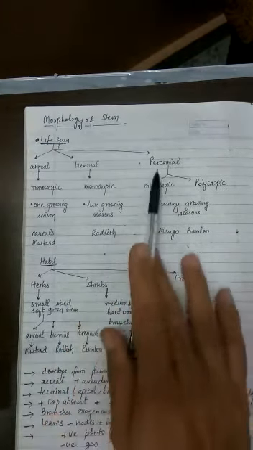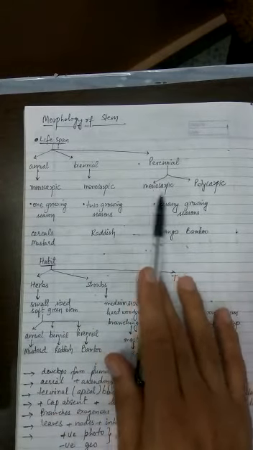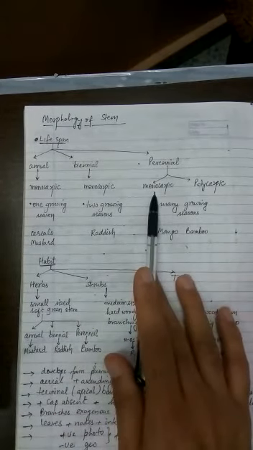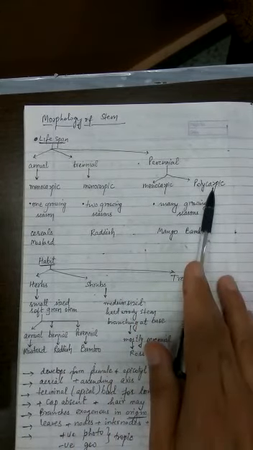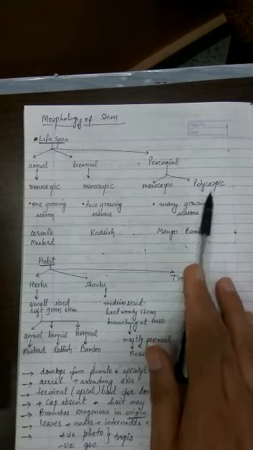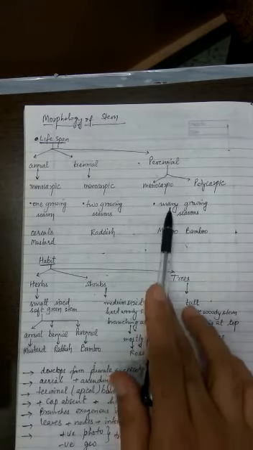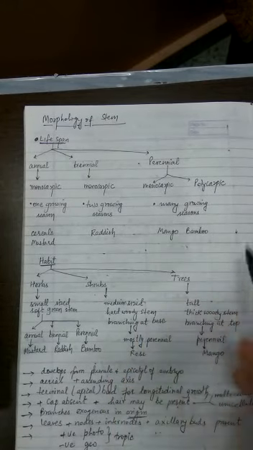Example is radish. Now perennial plants can be monocarpic or polycarpic. So they may flower only once in their life. Example, bamboo. Or they may flower every year in a particular season. Polycarpic. Example, mango. And they grow for many seasons, or you can say many years.